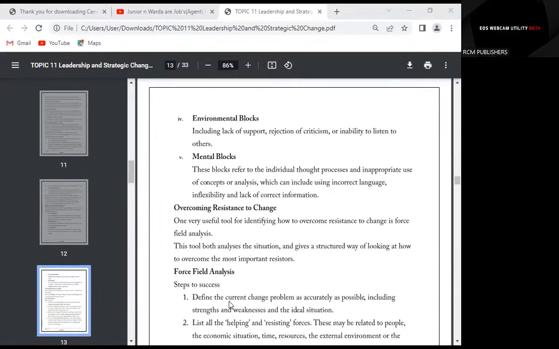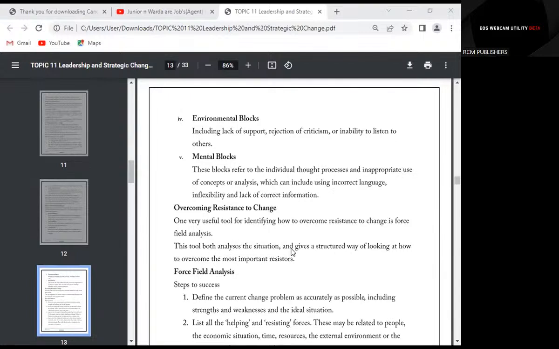Then what can you do to overcome resistance to change? One of the very useful tools for identifying how to overcome resistance to change is the force field analysis. Again, this is a tool by Lewin, Lewin's analysis.